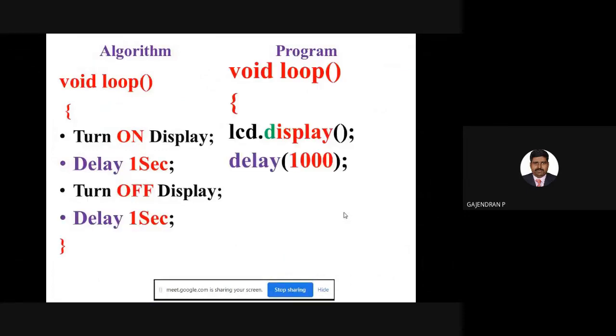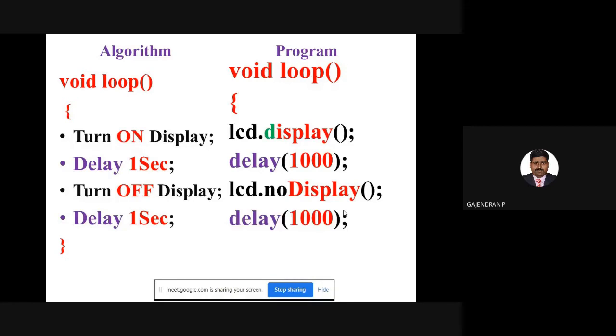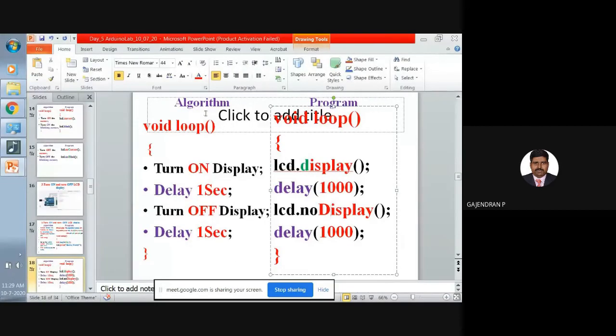If you want to turn on the display, it is lcd.display, then delay for 1 second. To turn off the display, it is noDisplay, with a capital letter D after no. Observe this syntax very clearly. Like blink and cursor, to turn off the thing, you need to write no, then immediately the particular function comes with a capital letter. Now you come to the exercise.